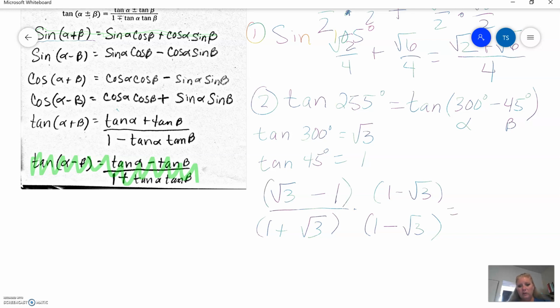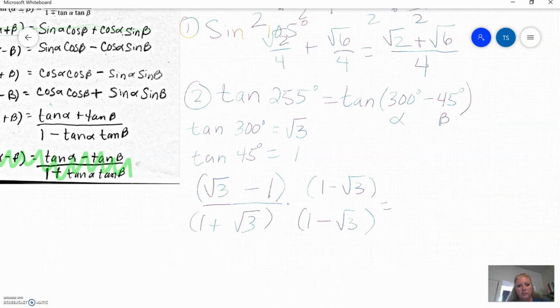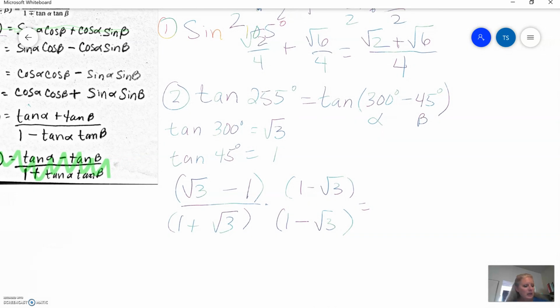Okay. So I'm just going to move this over a little bit so I have some more space. And I'm going to FOIL. So radical 3 times 1, that's going to be radical 3. And then radical 3 times negative radical 3 is negative 3. And then negative 1 times 1 is negative 1. Negative 1 times negative radical 3 is positive radical 3.